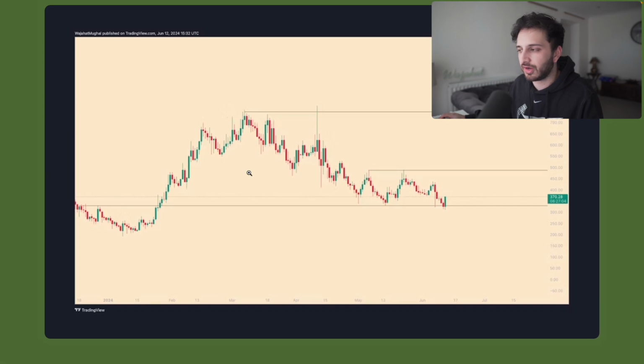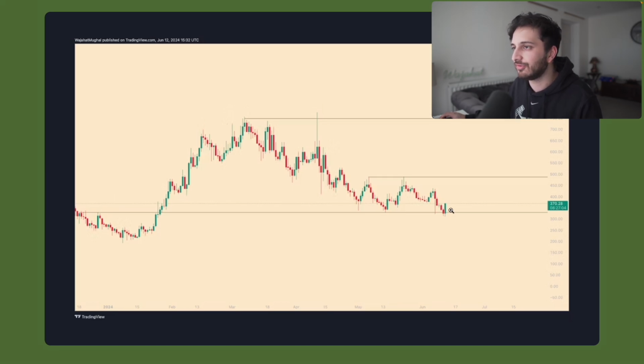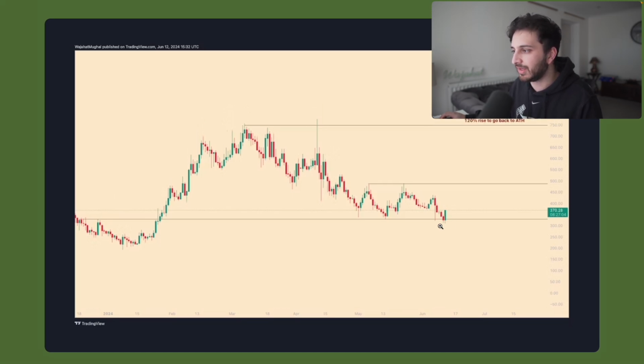I just put this chart in here to highlight where we are at the moment, $370 as of recording. I'd say we're probably in this kind of choppy range right now. I certainly can see things going back a little bit lower, but anything in the 300s, I am happy to be bidding, and I have been bidding. And to go back to that all-time high that we had back in March, on the Binance listing potentially as well in April, over 100% to go.